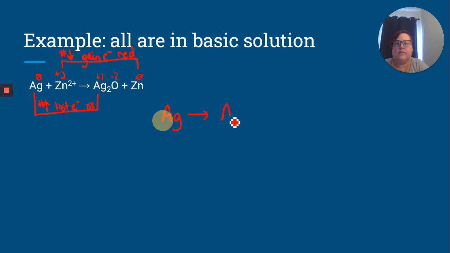Silver goes to silver oxide. We have 2 silvers, so we'll want to balance that. We have 1 oxygen, so we need 1 water, which gives us 2 hydrogen ions on this side. Balance the electrons. This side is neutral. This side has a charge of +2, so we're going to add 2 electrons. Silver was being oxidized, so the electrons have to go on the product side.